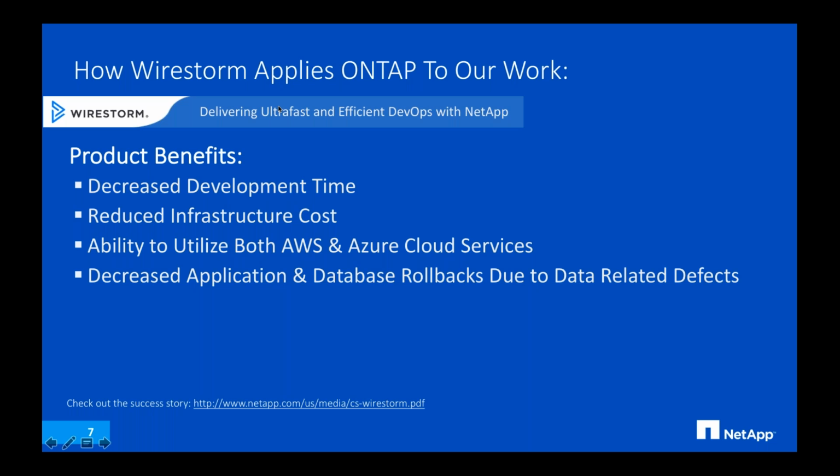So, well, how do we use NetApp? Well, NetApp has a tendency to help all those things. Decrease development time. I'm going to get into that a lot later. Reduce the infrastructure cost. That's due to thin provisioning and FlexClone. Ability to utilize both AWS and Azure cloud services. Again, big deal that we have that huge data portability, because we never know where our clients, either through business need or just because they like, are going to end up on AWS or Azure. And biggest, decreased application and database rollbacks due to data-related defects. I'm going to get into all that fun stuff here.